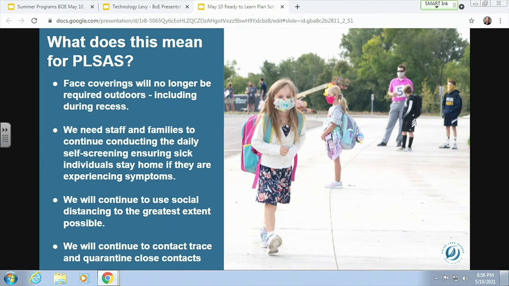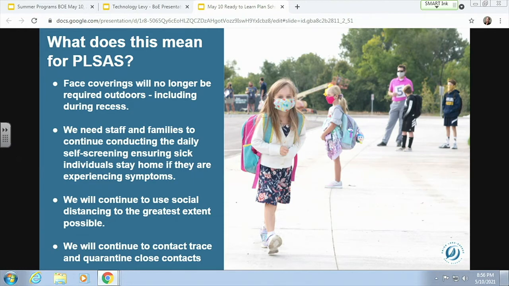The one thing that is extremely important that we still need staff and students and families to do is to continue to do that daily self-screening. We need people that are not feeling well to stay at home so that we can make sure that they are feeling well before they return.